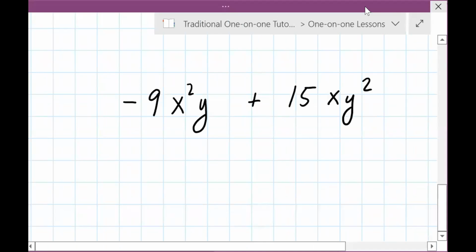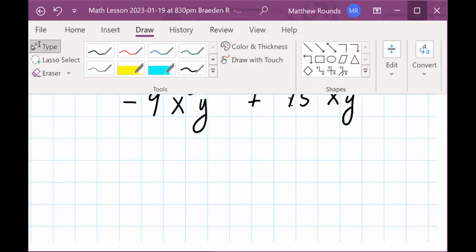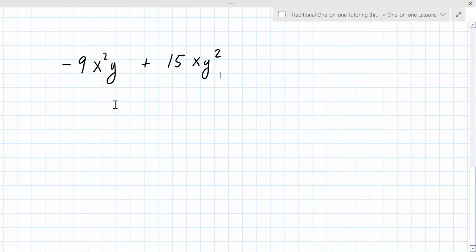Okay, let's try another one here. -9x squared y plus 15xy squared. Okay, so after you've written this down here, look at the numbers first. Sorry about that. Let's get that framed better. You're looking at 9 and 15. You have to find the greatest common factor between those two numbers. What is that?